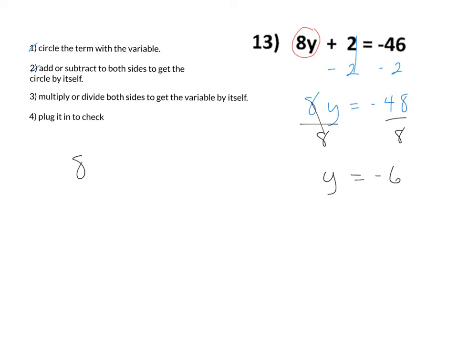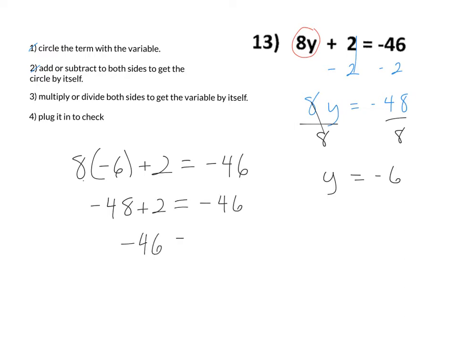Now I'm going to check it. 8 times negative 6 plus 2 equals negative 46. 8 times negative 6 is negative 48, plus 2, negative 48 plus 2 is negative 46. There is my check.